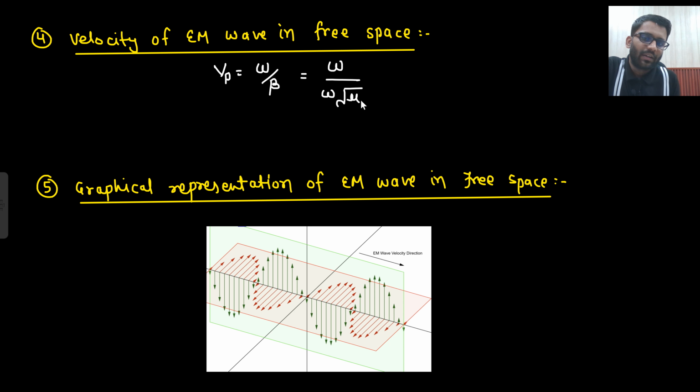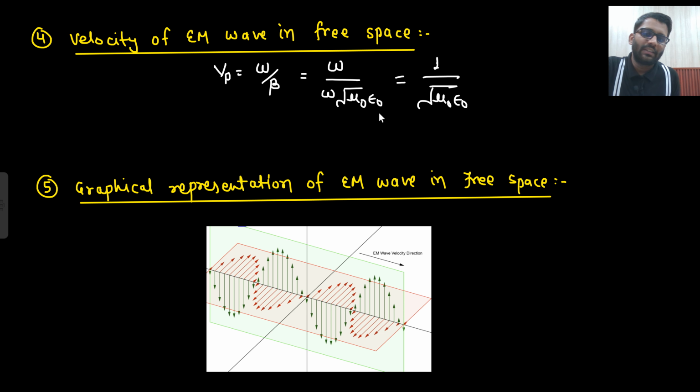This is the value of beta. For free space, only for free space we are writing Vp equals omega by beta, this formula we have seen in the last lecture. Omega by beta, beta value is omega under root mu naught epsilon naught. So what you are getting? 1 upon root mu naught epsilon naught.